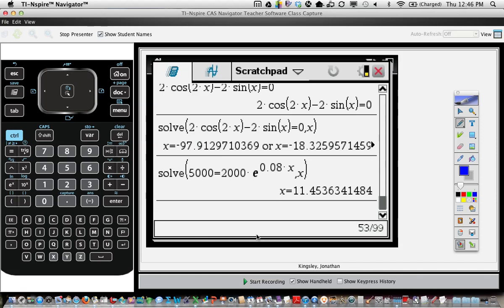That many years. 11.454, remember, always 3 decimal places or more. You can give more than 3, but you have to have 3.